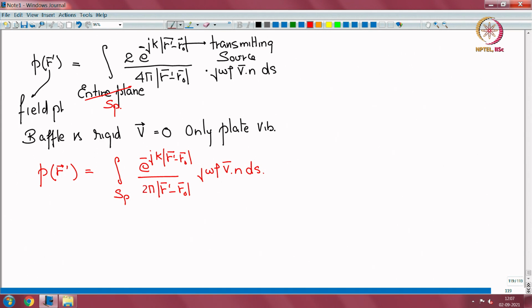Okay. Now this is called the Rayleigh integral. This derived version just for planar surfaces is called the Rayleigh integral.